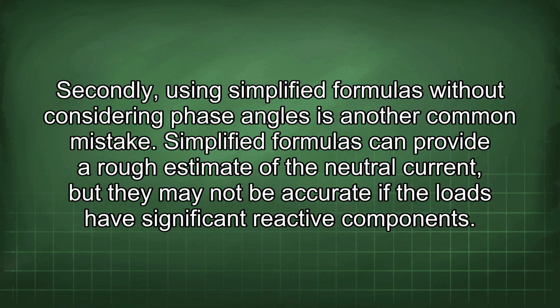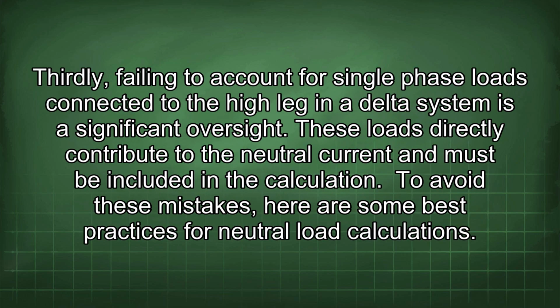Secondly, using simplified formulas without considering phase angles is another common mistake. Simplified formulas can provide a rough estimate of the neutral current, but they may not be accurate if the loads have significant reactive components. Thirdly, failing to account for single-phase loads connected to the high leg in a delta system is a significant oversight. These loads directly contribute to the neutral current and must be included in the calculation.